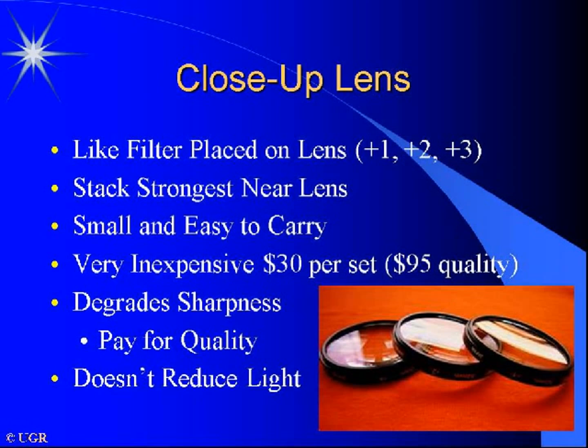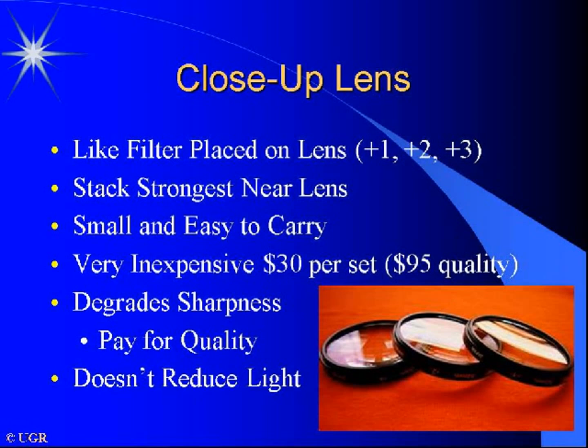Probably the least expensive way and the easiest way to get to the area of close-up photography is to buy a set of close-up lenses. They screw on to the front of your camera just like a filter would screw on. Now they come in different intensities. The +1 is the least intense, then +2 and +3, and you can actually combine 2 or 3 of these together. If you wanted a +4, you'd combine a +1 and a +3. Just remember to stack the strongest lens, in other words the +3, nearest your camera lens.